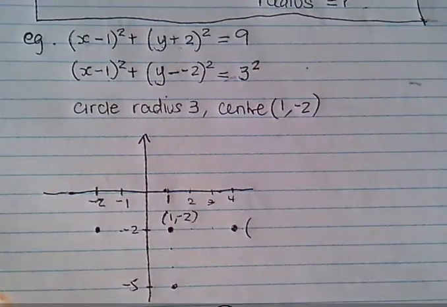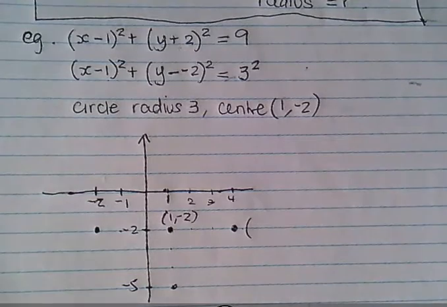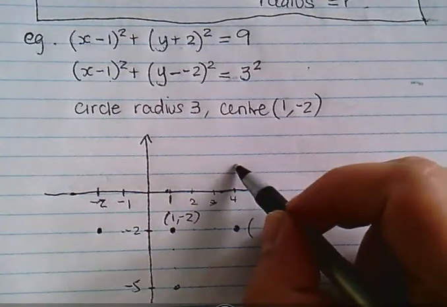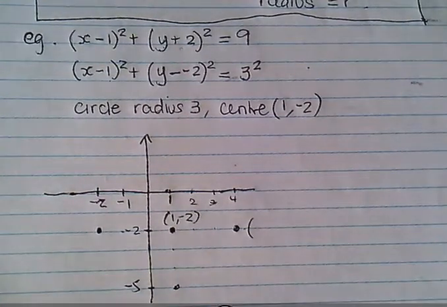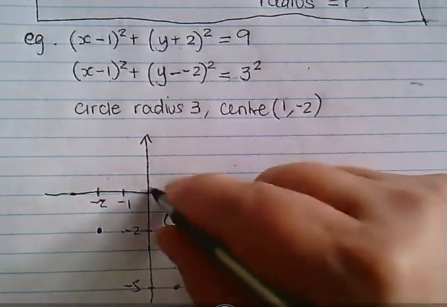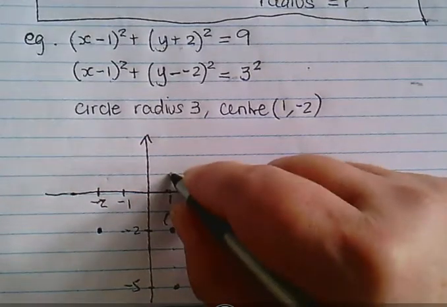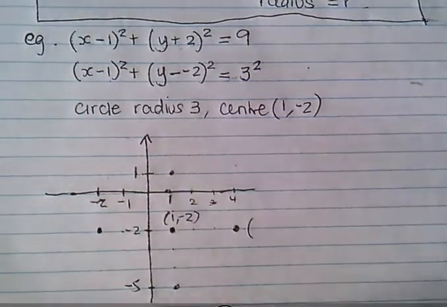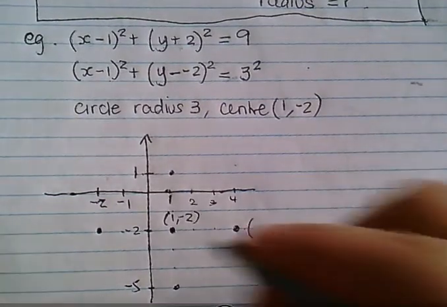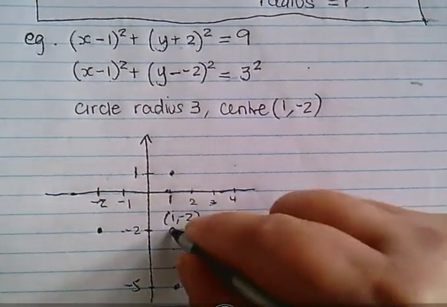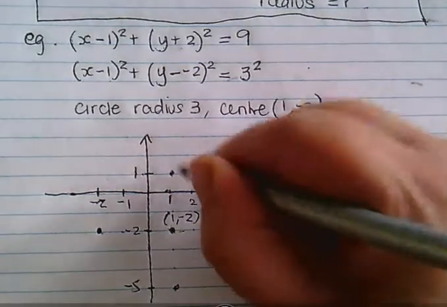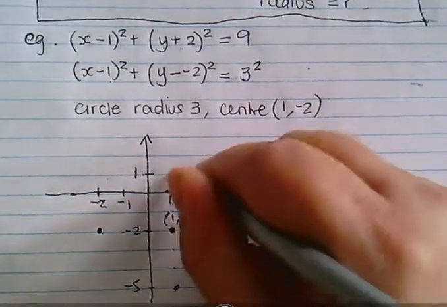See how important it is to work this out? If the radius is 3, the only way you can work out the 3 units is straight up, straight down, straight across, left and right. You can't do them diagonally, because otherwise you need Pythagoras' theorem to work it out. And then 3 units up from -2 would be +1. Okay? So 3 units up, 3 units down, 3 units across, 3 units across. And there's our circle.